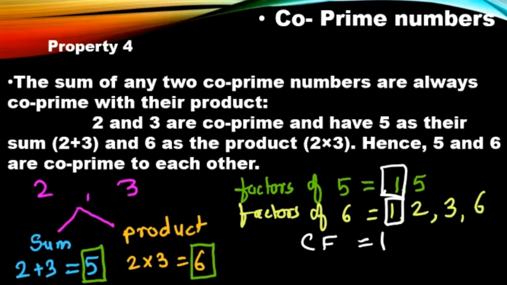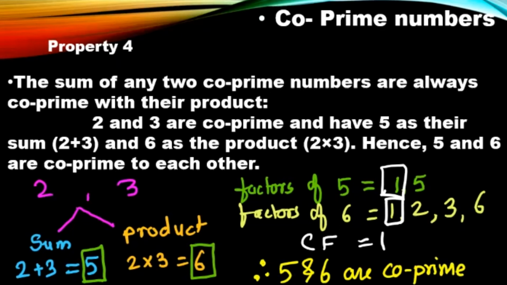That means 5 and 6 are co-prime numbers, and 5 is the sum and 6 is the product. That means if you are taking any two co-prime numbers, then their sum and product are also co-prime numbers. Now children, we are going to see property number 5.